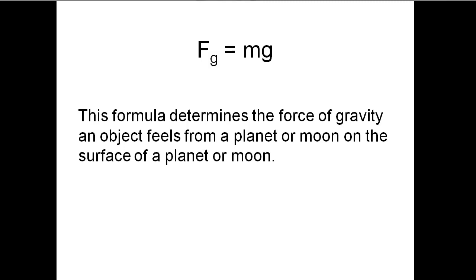We have a formula that allows us to figure out the force of gravity exerted on an object that is hanging out on the surface of a planet or moon and is feeling that force of gravity from the planet or moon. And of course, we know because of Newton's third law that object would exert the same amount of force on the planet or moon. So the Fg equals mg equation is great for figuring out the force of gravity between a planet or moon and an object, especially if that object's sitting on the surface.